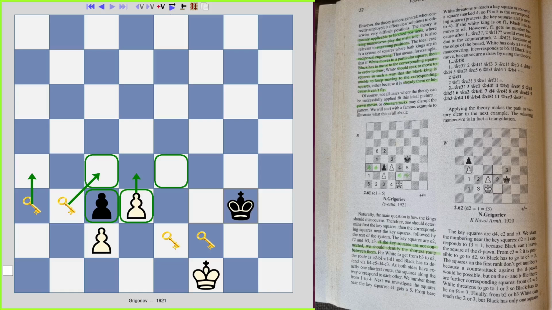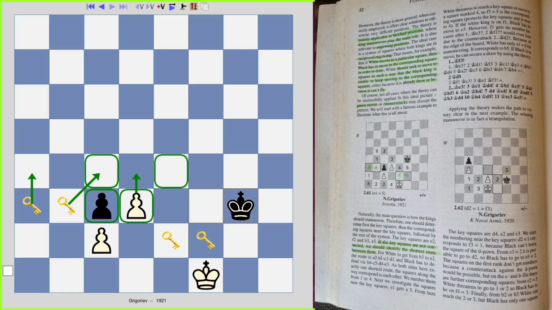As both sides have exactly one shortest route, the squares along the way correspond to each other. Because you understand there, if white started running one way, black's got to start running the other way and be on exactly the matching square. If black went too far one way, then white would run back and duck back the other way. So let's just do exactly what he said.